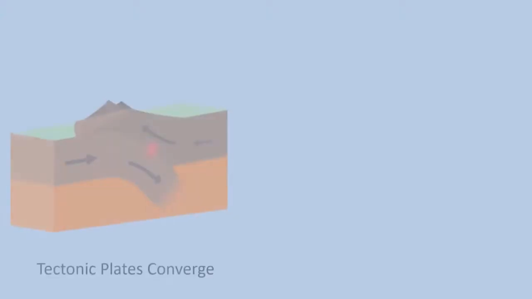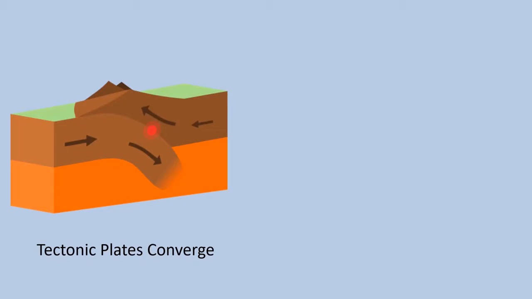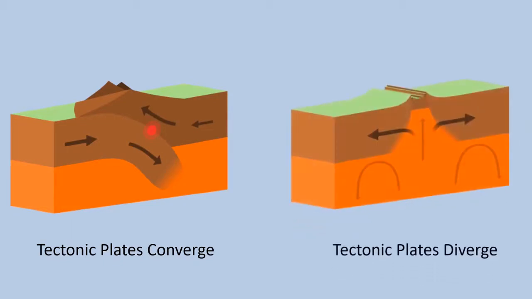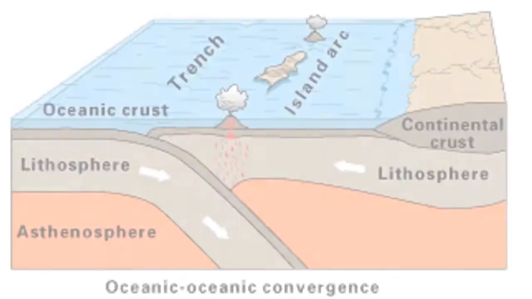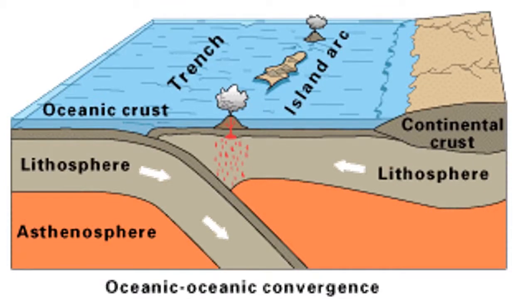Since they are constantly moving, these plates converge or move towards each other or diverge, that is, move away from each other. When two oceanic plates converge, one plate is pushed under the other. This leads to the formation of deep sea trenches. The Mariana Trench in the Pacific Ocean was formed this way.